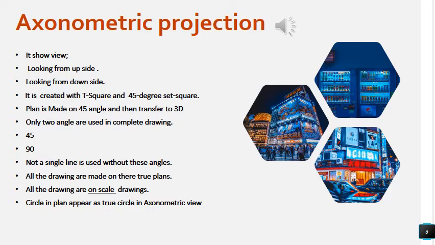So these are the basic rules used in axonometric projection, which is parallel to isometric and oblique projection. The angles are different in oblique, axonometric and isometric views. The axonometric projection is only made at 45 and 90-degree angles. You have to remember that. It is the major difference between all the projections.